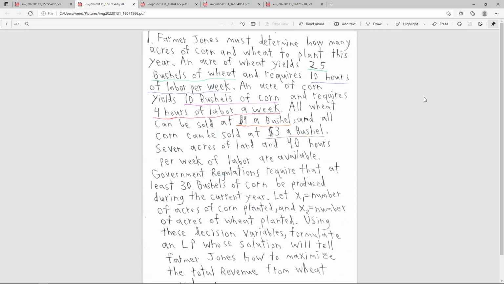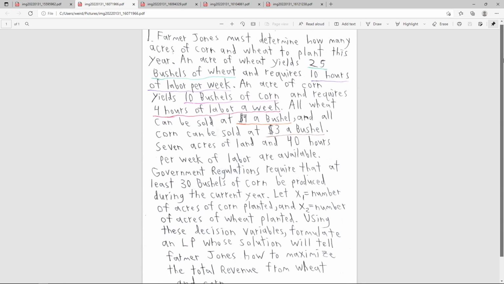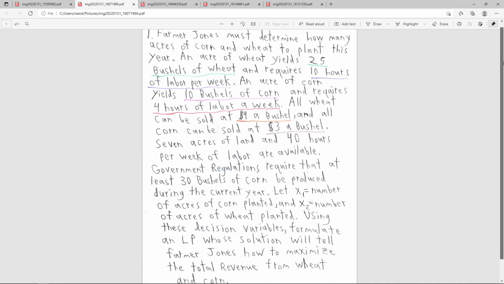We're not even solving it here. We're just looking at it. We'll solve it in another video. Farmer Jones must determine how many acres of corn and wheat to plant this year. You can see it here. It takes up the whole paper because I wrote it in big text to make sure you can read it.